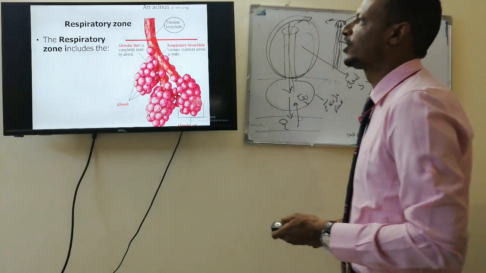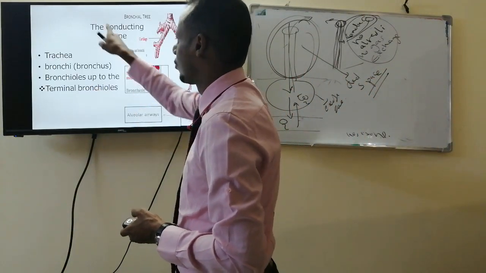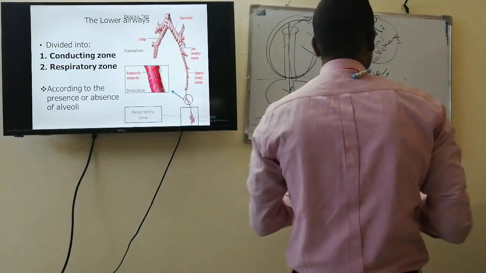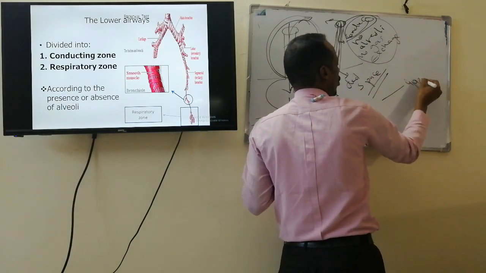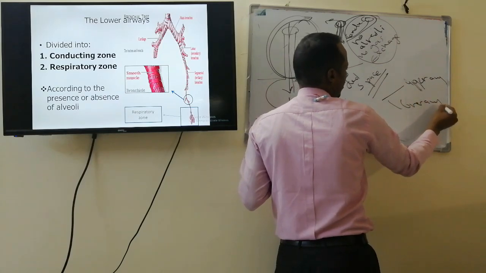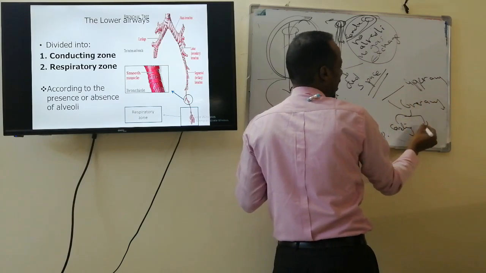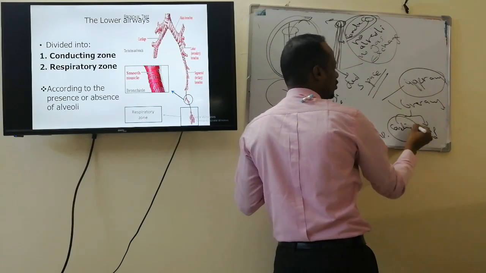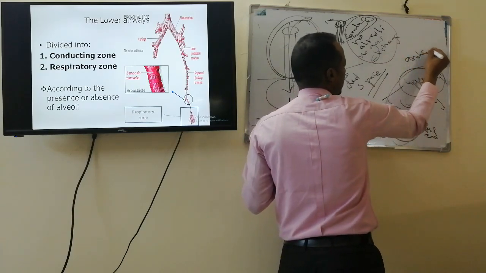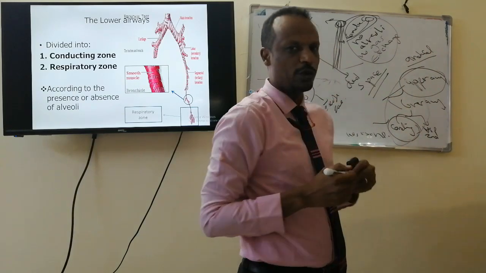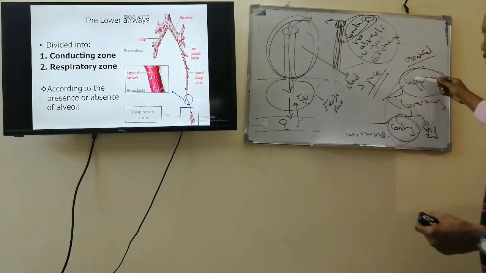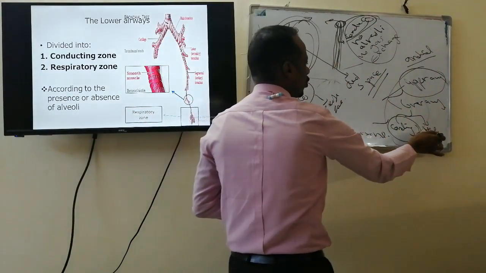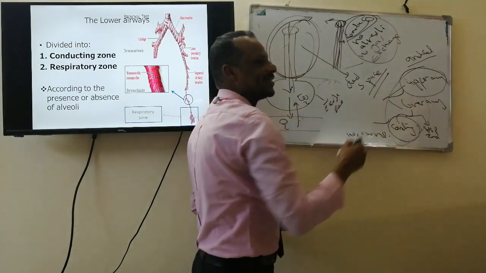It includes the conducting zone of the lower respiratory tract, as well as all the upper airways. Remember, we divide the respiratory system into upper airways and lower airways. The lower airways are divided into the conducting zone and the respiratory zone. So the whole upper airway plus the conducting zone are called anatomical dead space, because both of them do not contain any alveoli. While the respiratory zone of the lower airway contains alveoli and there is gas exchange.